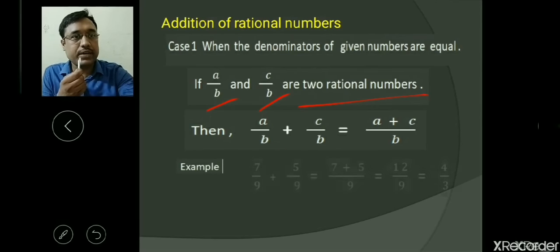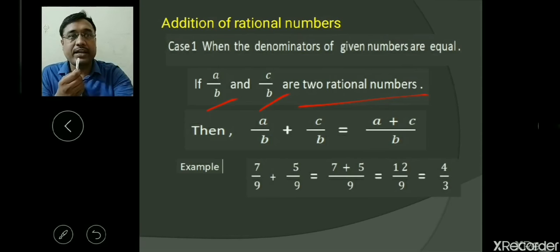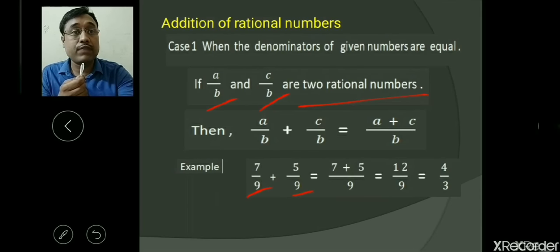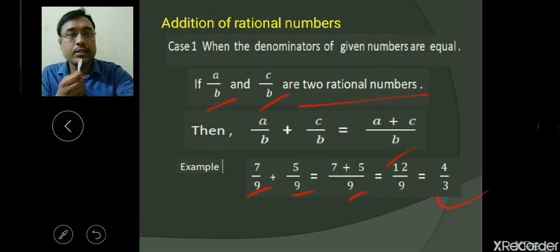So for example, you can see in this number, 7 by 9 plus 5 by 9. So what you will do: 7 plus 5 divided by 9. Add the numerators and divide the sum of numerators by the common denominator. Here the common denominator is 9. So 7 plus 5 divided by 9 is 12 by 9. That means it is 4 by 3. 3 is the common factor here. 3 into 4, you will cut this 12 and 3 into 3 times. So you will get 4 by 3.